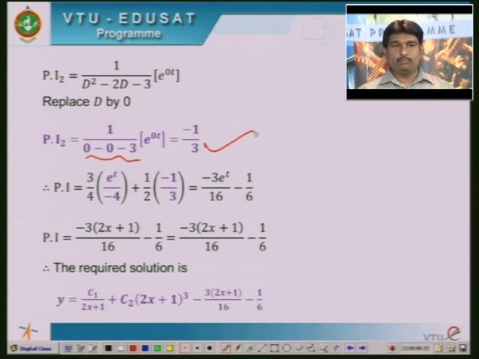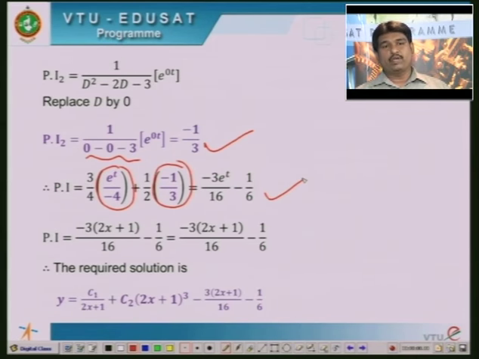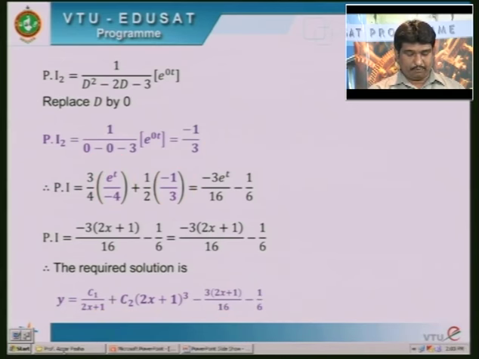So the particular integral is 3/4 times PI1 plus half times PI2. You simplify this to get −3e^t/16 − 1/6. Now convert t in terms of x. PI is −3(2x+1)/16 − 1/6. Therefore, the required solution is y = CF + PI.